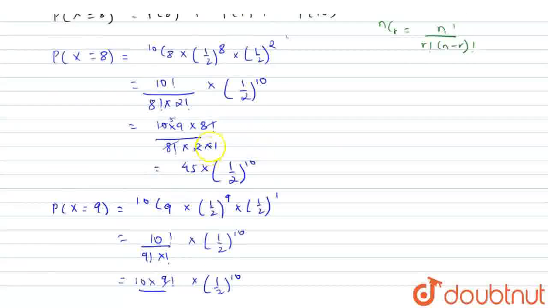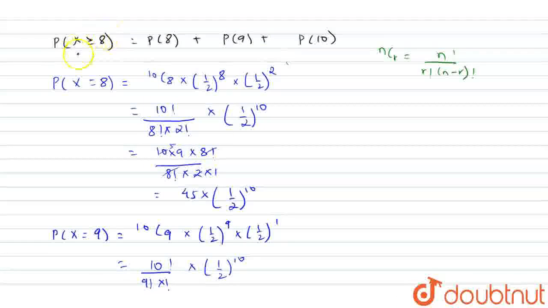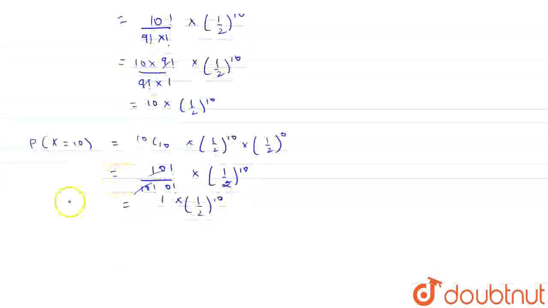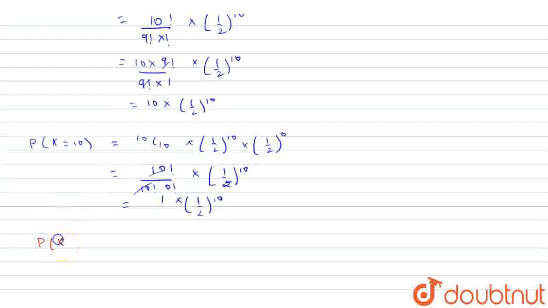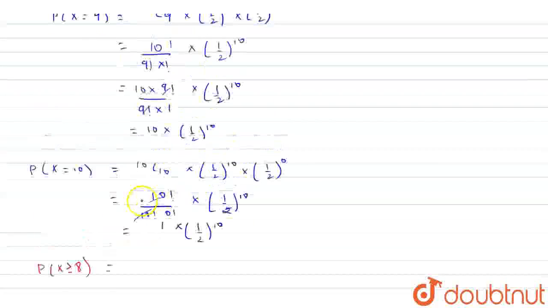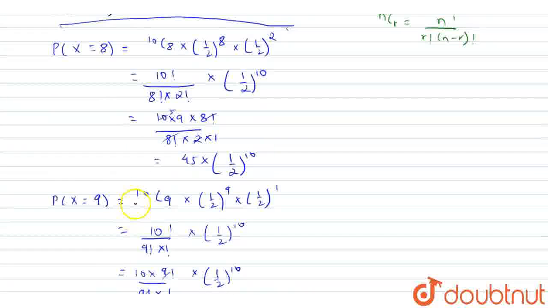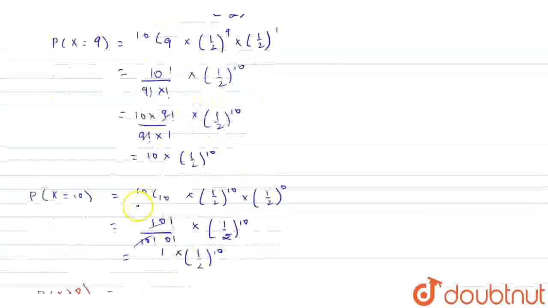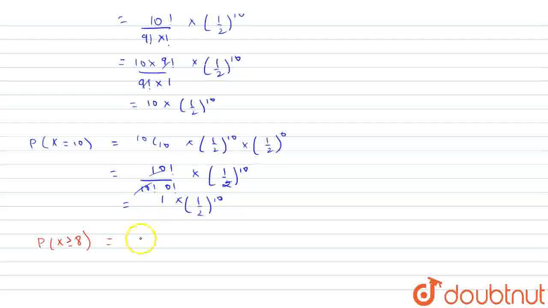Now I have found all the three values. So I'll just use this formula now. Right, students? So let's use that formula. My total probability of getting at least 8 heads, that is X greater than or equal to 8, is P of X equal to 8 plus 9 plus 10. So what are these values? Let's see. P of X equal to 8 is 45 into 1 upon 2 raised to 10.